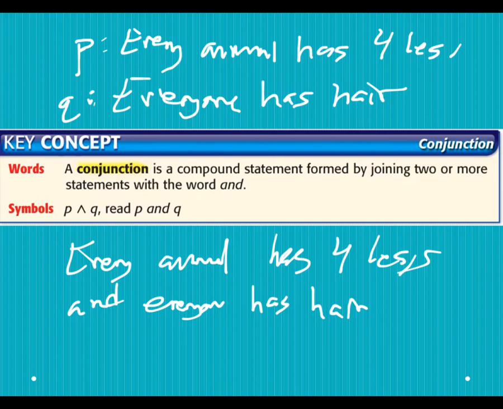Okay, and then we're going to talk about the truth values of conjunctions and disjunctions. We know both of these statements themselves are false, right? Statement P is false, statement Q is false. So if we put them together with the word and, is it false or true? Well, it's false, right? Because every animal has 4 legs and everyone has hair. That's a false compound statement. Again, we use this little symbol. That means the word and. That's how we tell the difference between a conjunction and a disjunction. We'll talk about it in just a second.